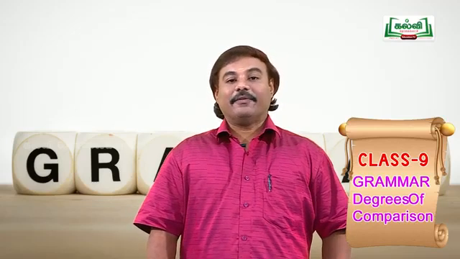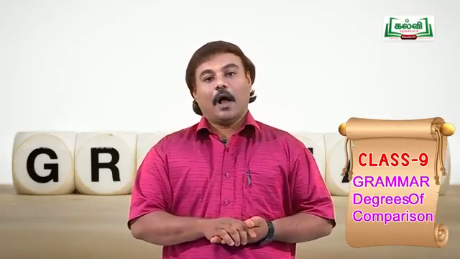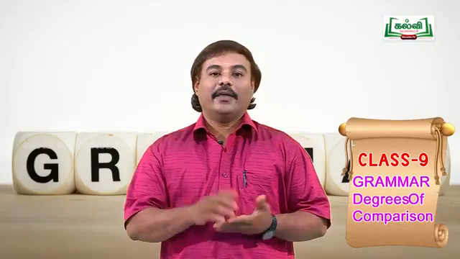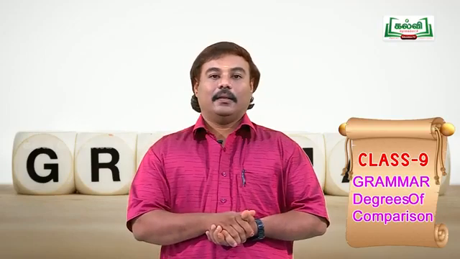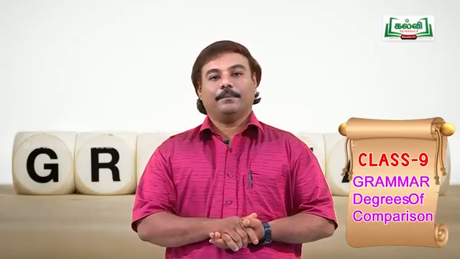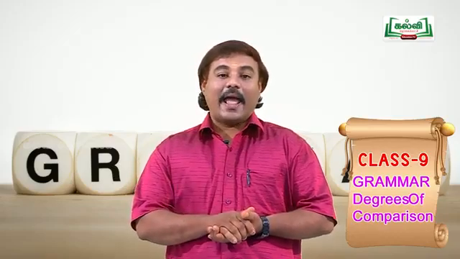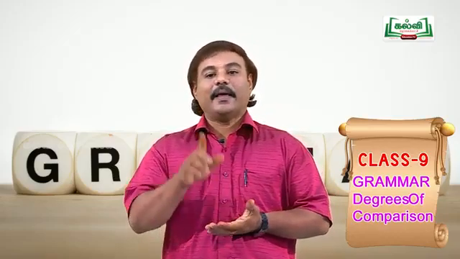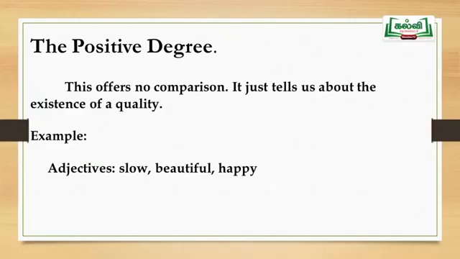Now, let us see the definition of the positive degree. When there is no comparison between the existence of quality, for example, when we speak about one person or only one thing, we use the positive degree. You cannot compare anything. For example, rabbit is slow, rose is beautiful, I am happy. In these sentences, I have no comparison. I speak only about the existence of the quality. So, this is said to be the positive degree.